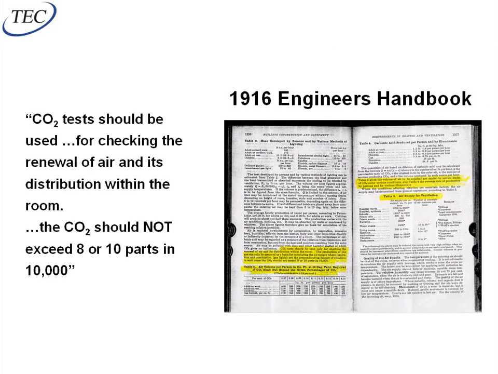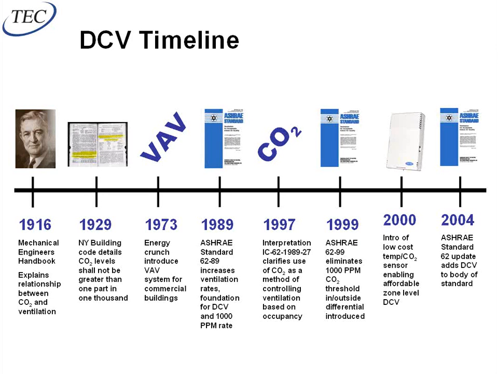But what's 10 parts in 10,000? That's 1,000 parts per million. That's a pretty common number we're going to hear over and over again. So 1916, 1,000 parts per million. 1929, the New York Building Code dictated that CO2 levels should not be greater than 1 part in 1,000, which is 1,000 parts per million also. And that number carried through until it made its way into the ASHRAE standards in 1989, where we dictated DCV should have a 1,000 parts per million rate.